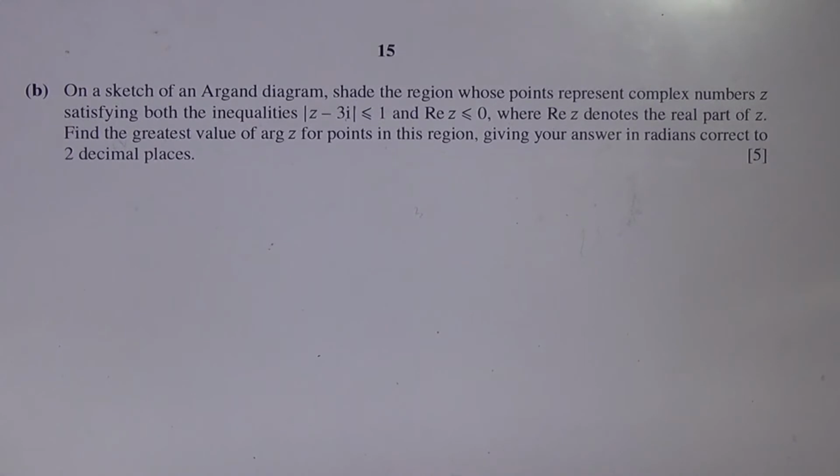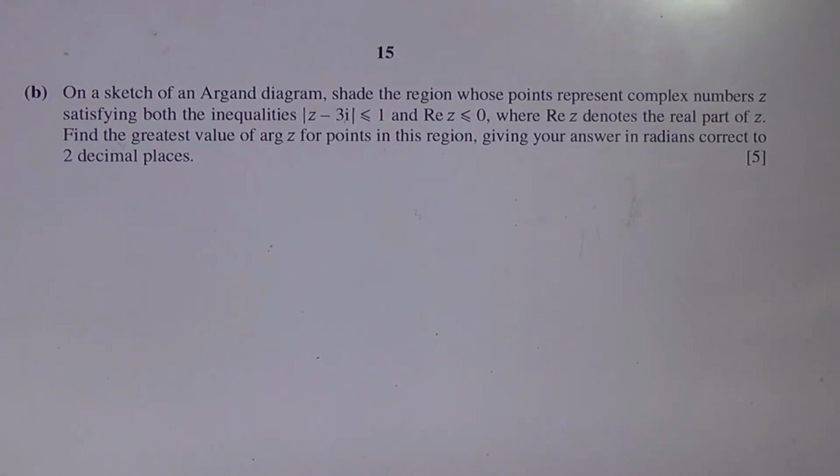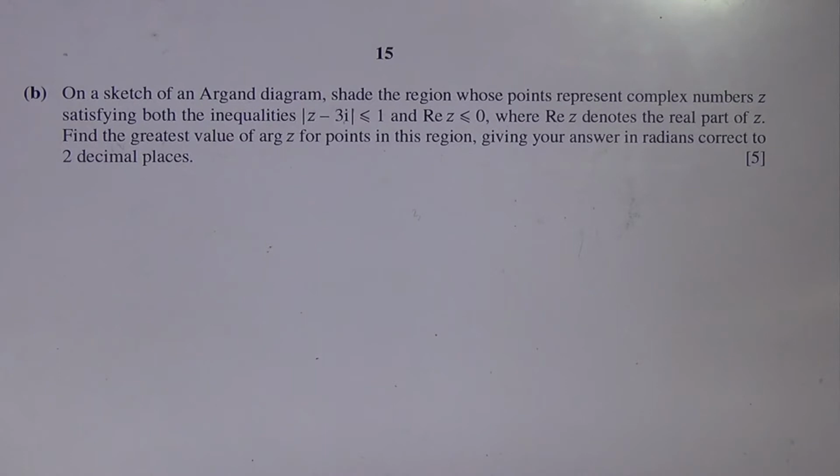Part B of the question. On an Argand diagram, shade the region whose points represent complex numbers z satisfying both inequalities: modulus of z minus 3i less than or equal to 1, and the real part of z less than or equal to 0, where Re(z) denotes the real part of z. Find the greatest value of the argument of z for points in this region, giving your answer in radians correct to 2 decimal places.